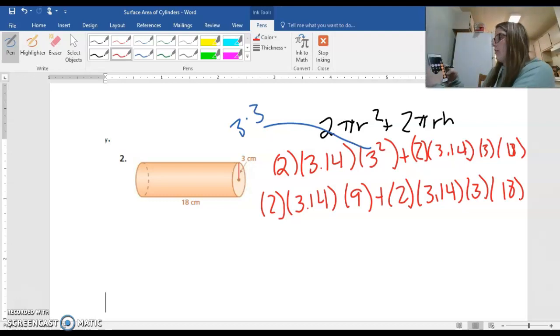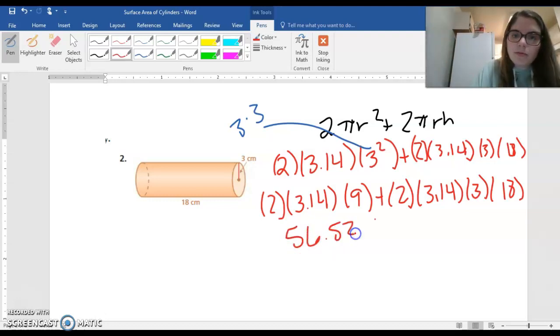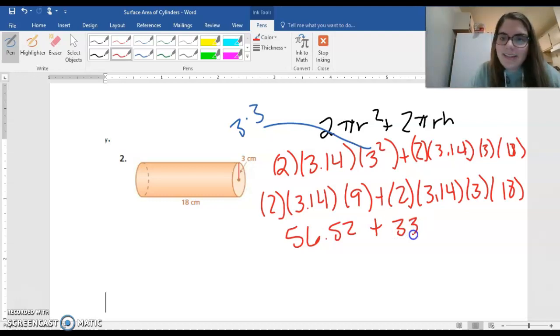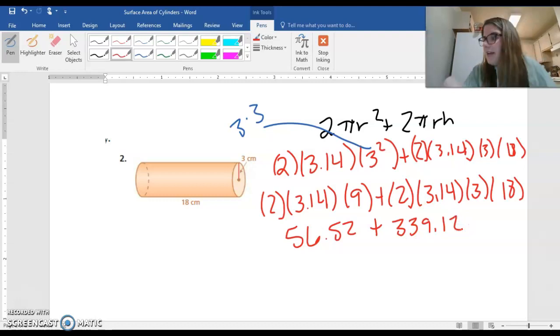Now you can take your calculator and multiply: 2 times 3.14 times 9, and you get 56.52, plus 2 times 3.14 times 3 times 18, you get 339.12. That's really weird because that's what it was last time. And then when we add these two together, 339.12 plus 56.52, you get 395.64.